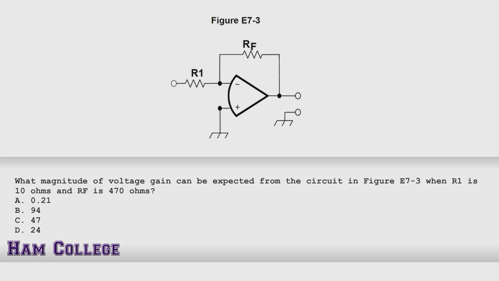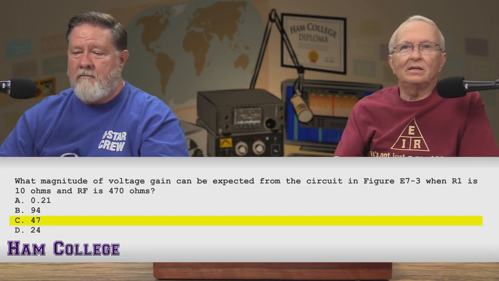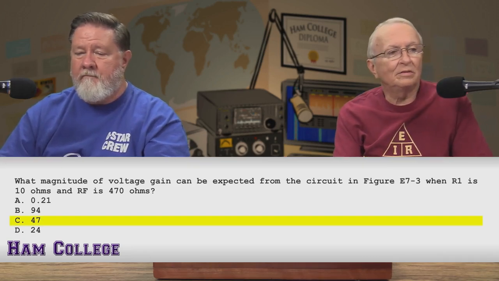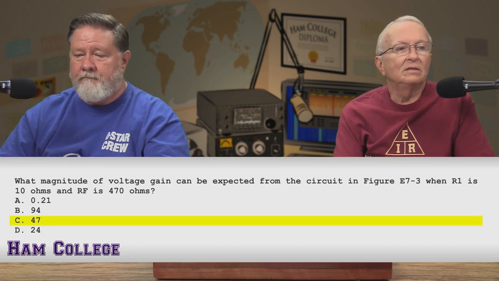There is a formula for figuring such things. The feedback resistance, or RF, divided by the input resistor, R1. So that would be 470 divided by 10. The answer is 47. It's pretty easy on that one. And it is. It's 47. It's what the chat room said. Some of them said C.